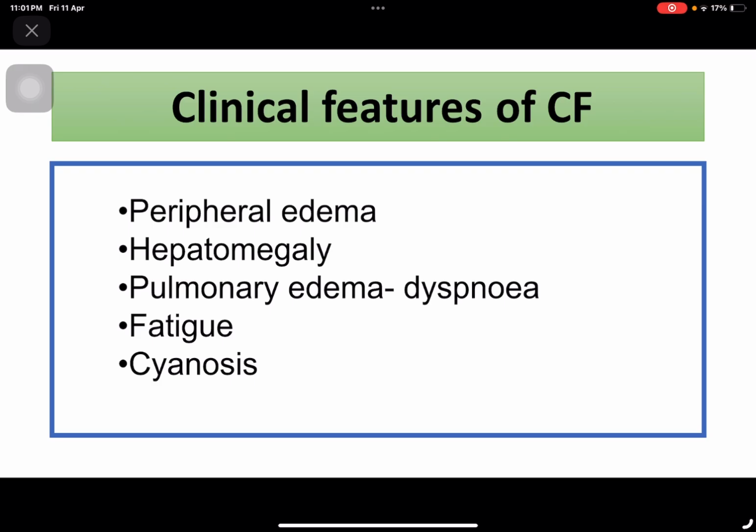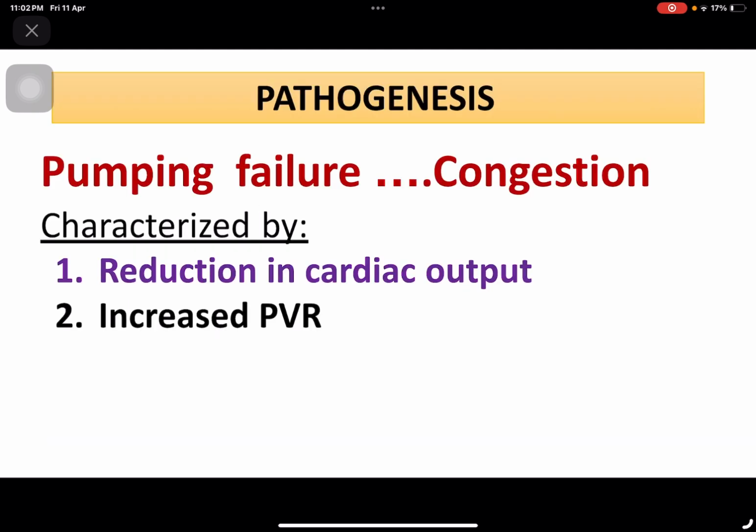The clinical features of cardiac failure are peripheral edema, hepatomegaly, pulmonary edema, fatigue, and cyanosis. As for pathogenesis, as we mentioned, the heart fails to pump out blood to meet the metabolism of the body, and it is characterized by a reduction of cardiac output and increased PVR.